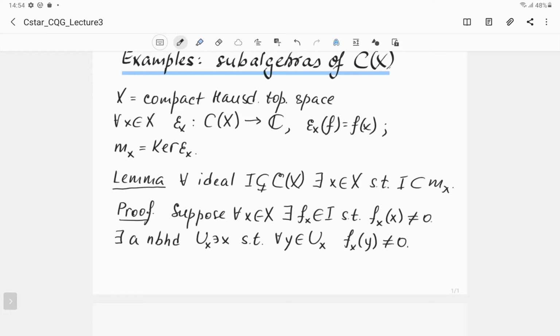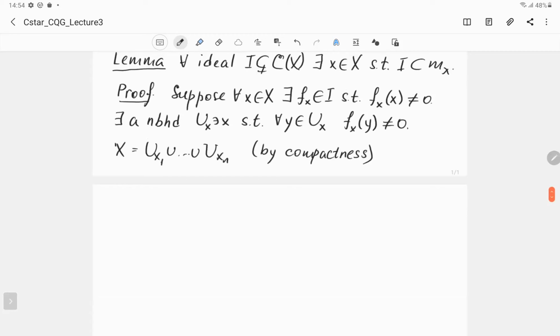Now, well, X is compact, so it is covered by finitely many such neighborhoods, U_{x1}, ..., U_{xn}, by compactness. Let's now define a function f by the following formula. So I claim that this function sits in our ideal I, simply because we can also rewrite this function as follows: the sum of f_{xi} times the complex conjugate of f_{xi}. And since I is an ideal, and each f_{xi} sits in our ideal, we conclude that the sum is also in our ideal.